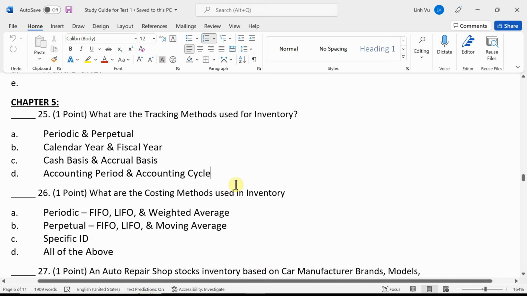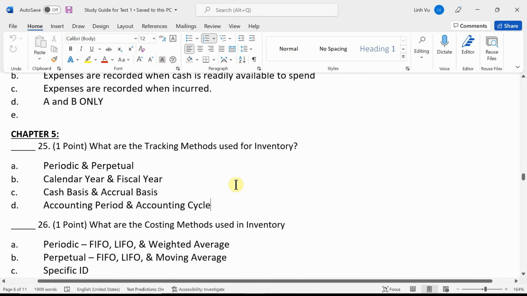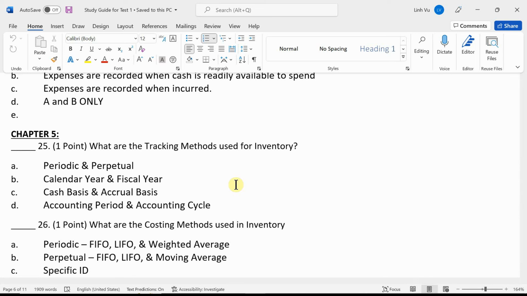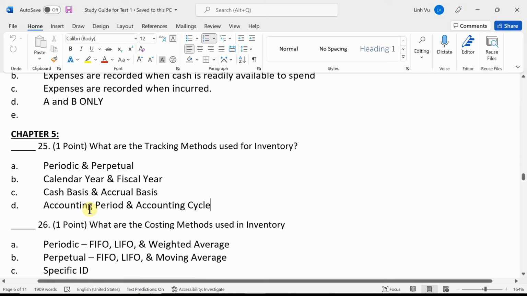So let's dive right into this chapter 5 exercise here. Right here, question number 25. Okay, what are the tracking methods used for inventory? Periodic and perpetual, A. Yes, it is, right?